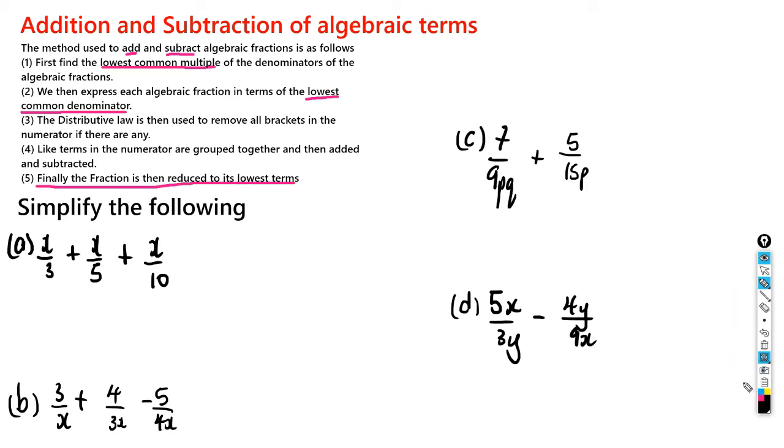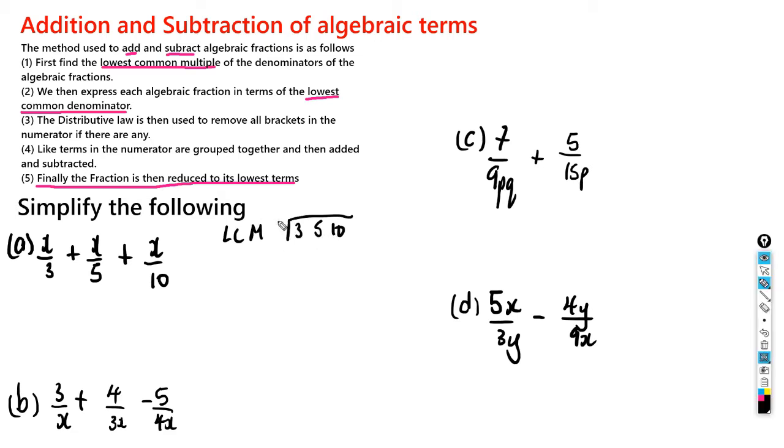So let's just do that right away. The first thing we're going to do is find the lowest common multiple of the denominators, right? So let's do this question here. If we find the lowest common multiple of the denominators, the LCM, I usually use the lovely method, guys, which is 3, 5, and 10.